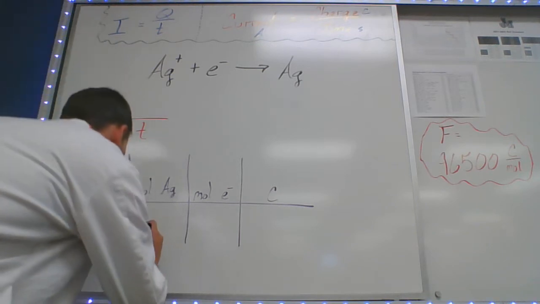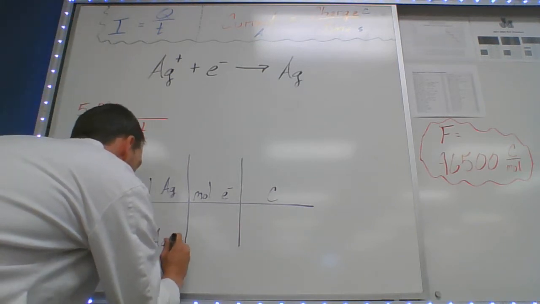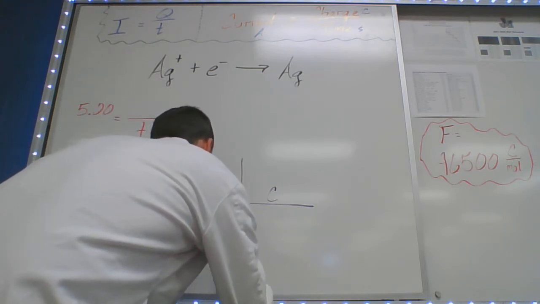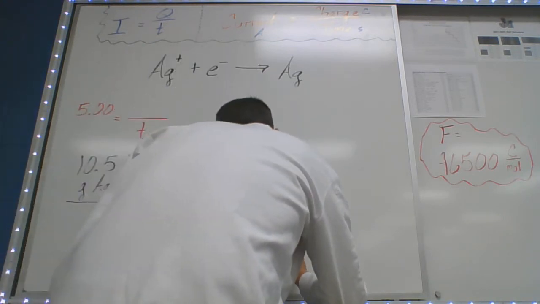I'm going to bring down all my diagonals. Grams of silver, moles of silver, moles of electrons.